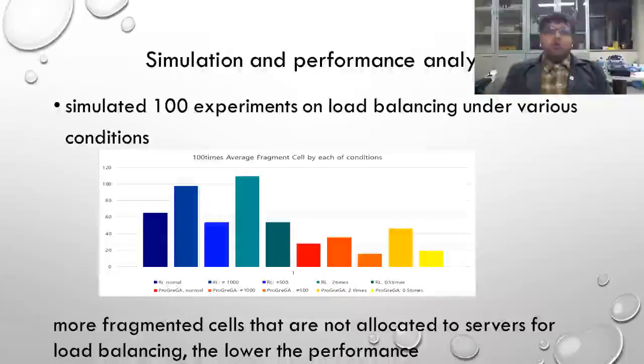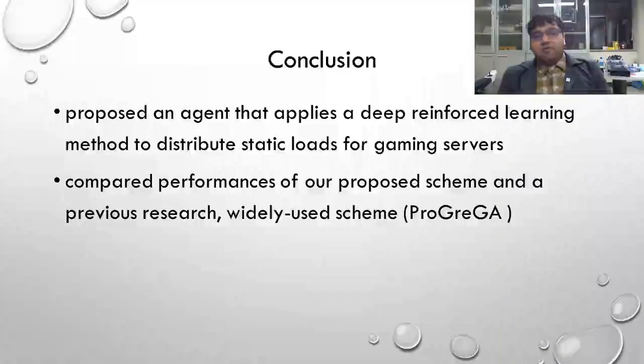So in conclusion, we have proposed an agent that applies a reinforcement learning method to distribute static loads for a gaming server. Then we compared this performance to the previous scheme and the widely used other scheme, and we have a 75% increase in productivity compared to the other method. So in conclusion, our work is far better based on the general consensus.